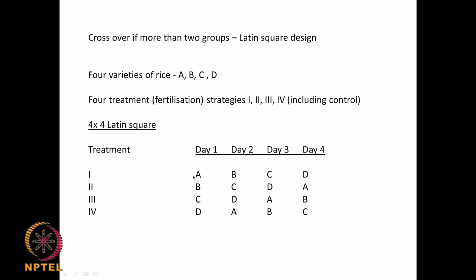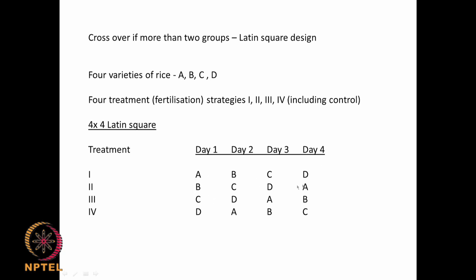So, on day 1 A will be getting treatment 1, B will be getting treatment 2, C will be getting treatment 3, and D will be getting treatment 4. So, this is a 4×4, and because you have 4 different varieties of rice and 4 different treatment strategies, we have totally 16 blocks here. You can see this A, B, C, D, and the beauty is it is very symmetrical. So, if you look at it, A will appear only once, okay, B will appear only once.